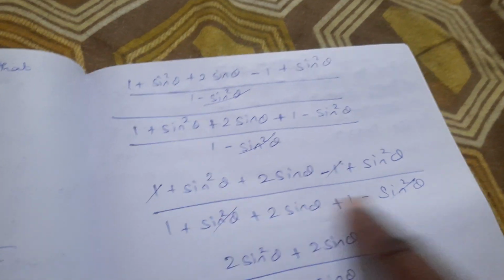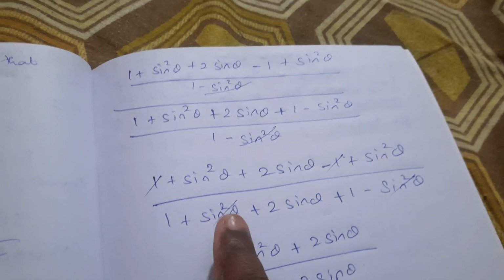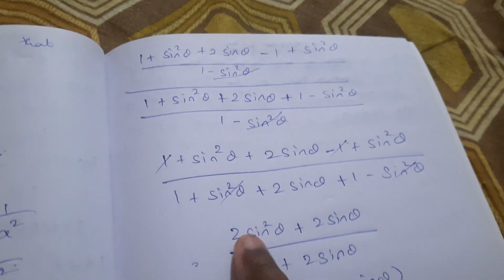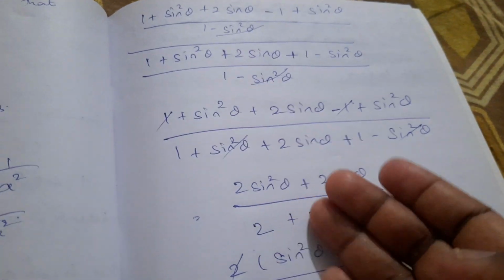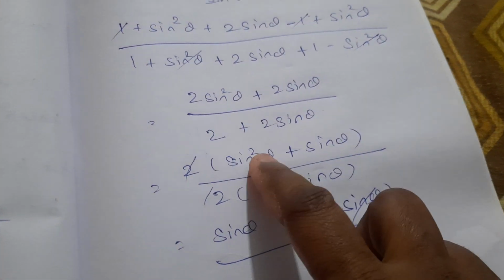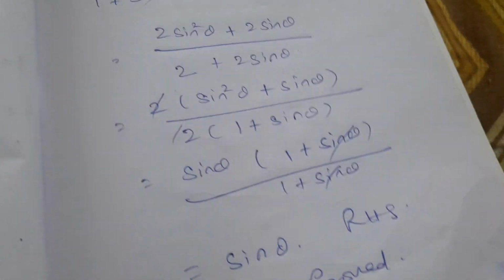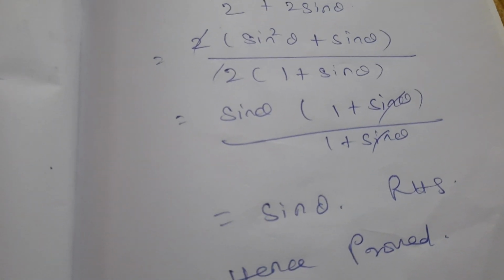Then the two numerators are written in divided form. Plus 1 minus 1 cancel. Sin squared theta minus sin squared theta is cancelled. Then we get this one. 2 is common, so take it outside. Also sin theta is common in this, so we take it outside. This is cancelled. Then we get sin theta. Okay, thank you.